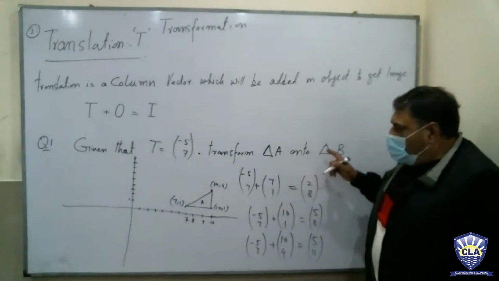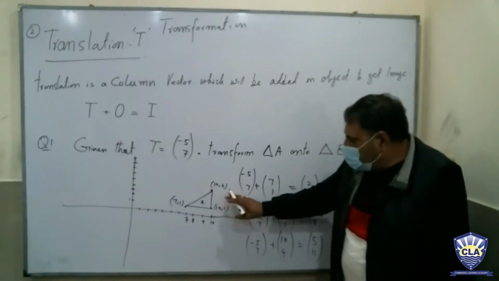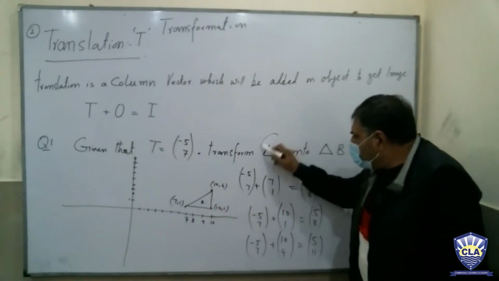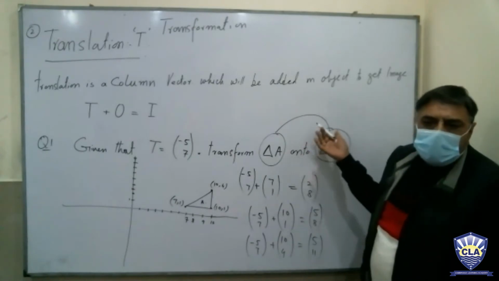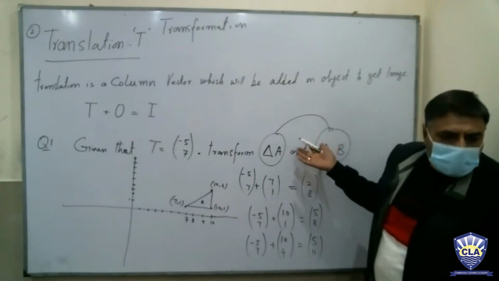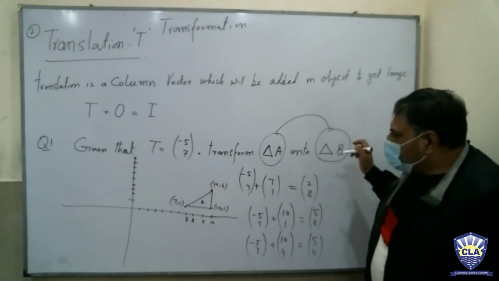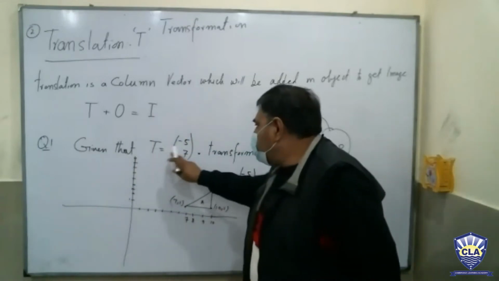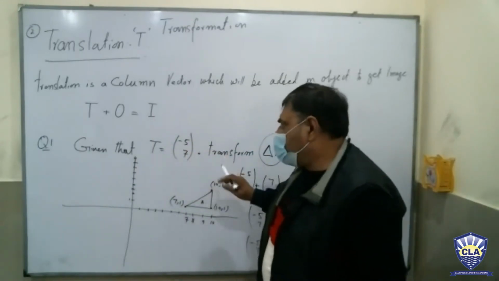Please look at this. Triangle A is given to you. He said transform triangle A onto B. Please mark B, draw the triangle B. Okay, I will draw. What is given? It is given that the translation is minus 5, 7. Please translate this one.